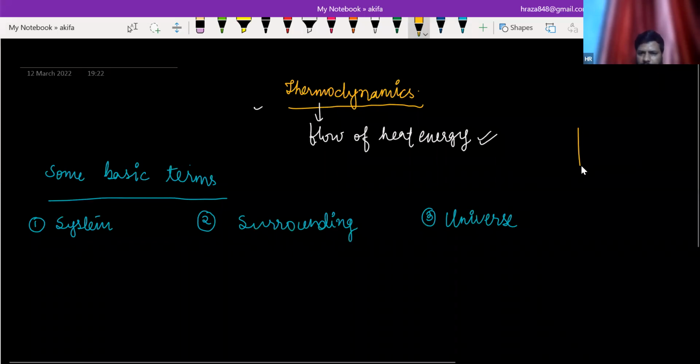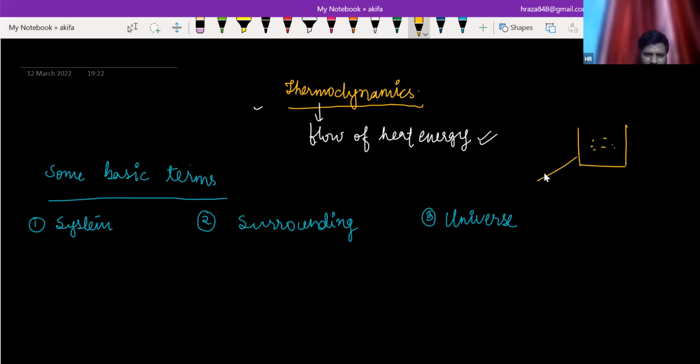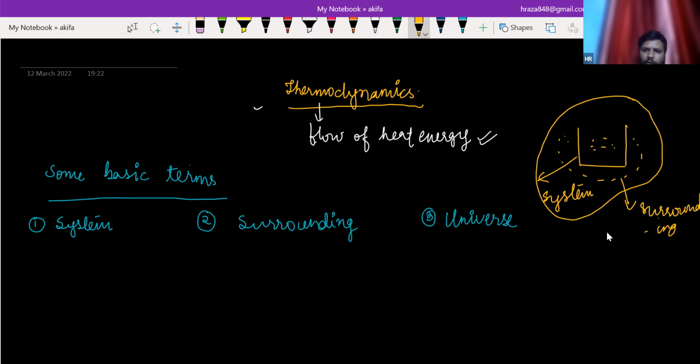If you are going to take an example, just take this container as a system. As a system, that means the container in which the reaction or the process is carried out, this is called system. And just outside the system, this is surrounding. System plus surrounding both together is known as universe.